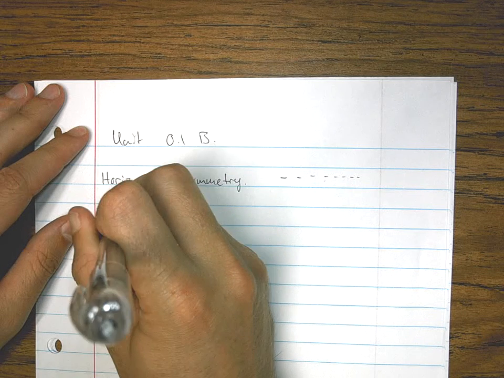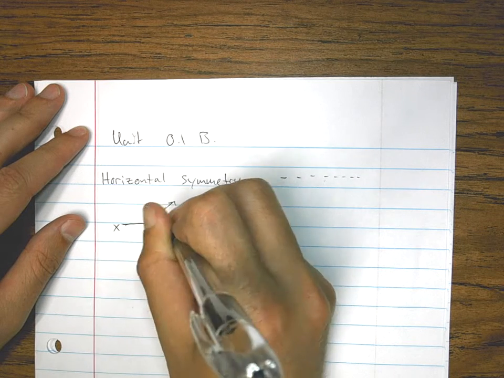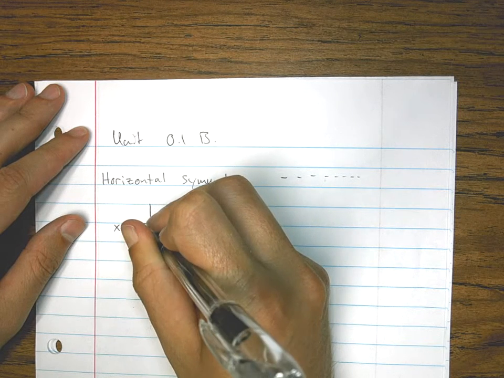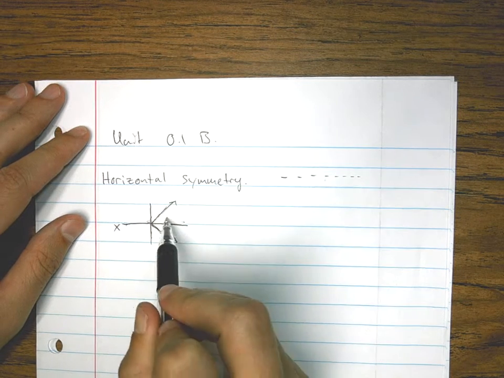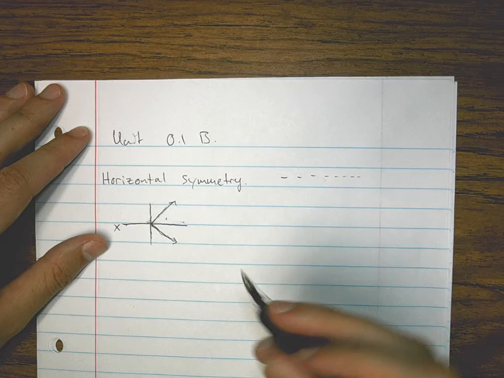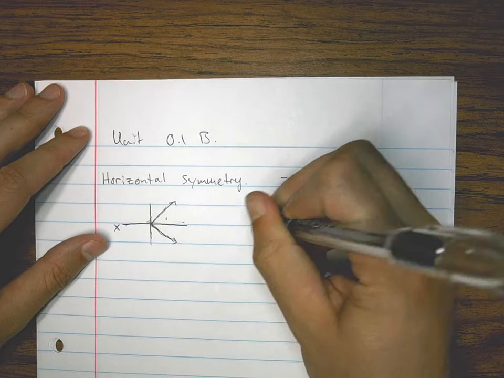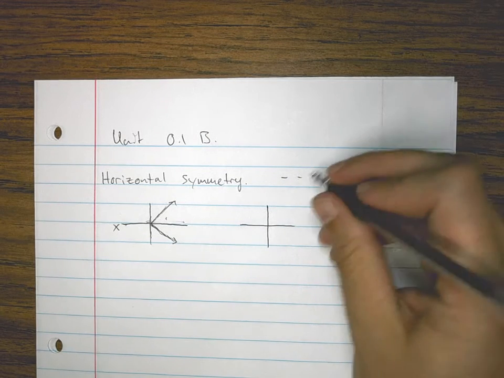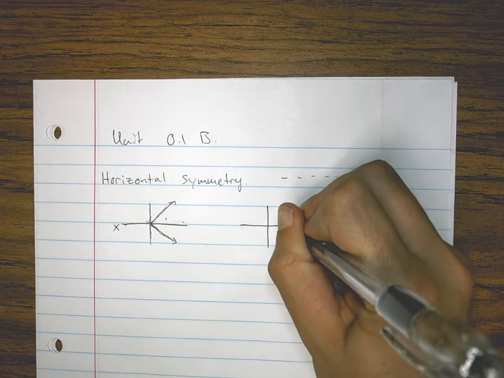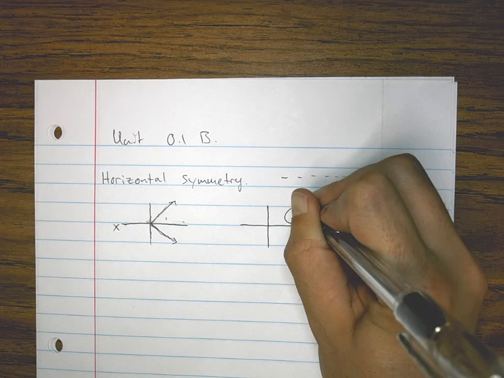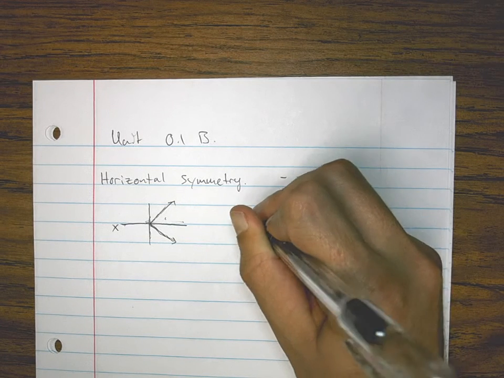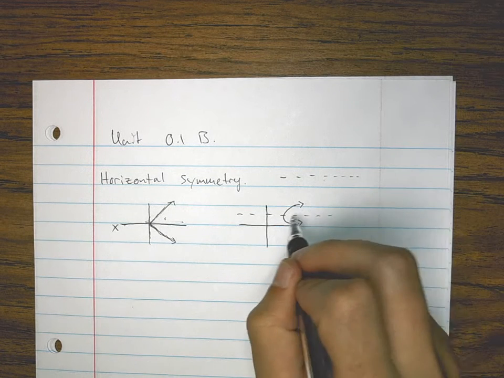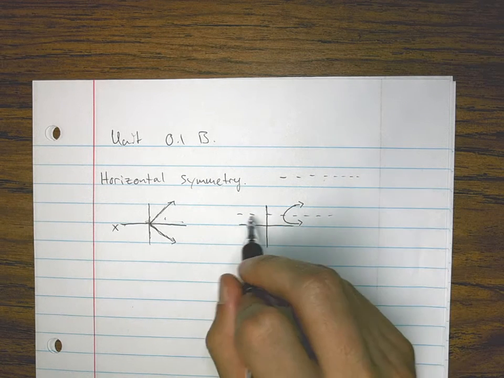Because this line, the x-axis, cuts the graph in half, and it looks exactly identical. They are mirror images of each other. This is an example of horizontal symmetry. Another example would be if we had a graph like so. And this dotted line I'm drawing shows that this graph is symmetric given a horizontal axis.